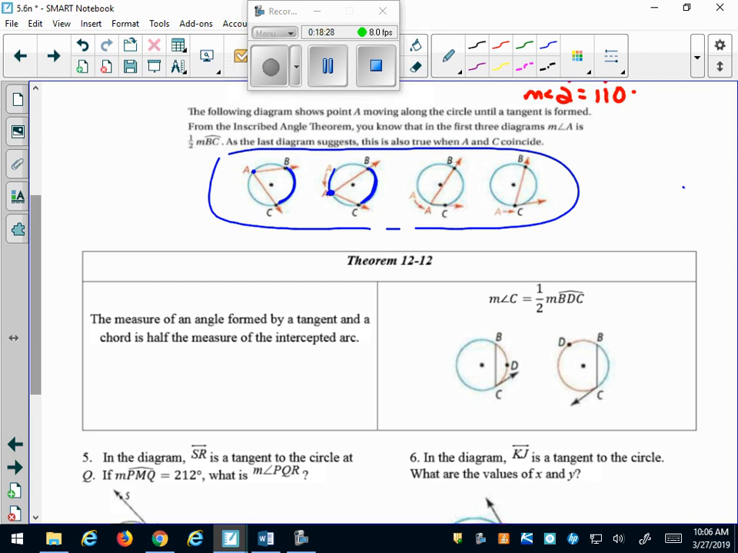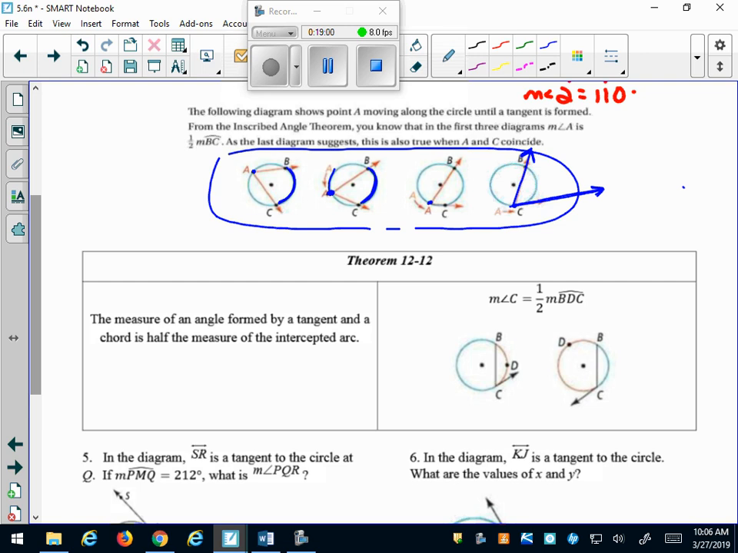Now I slide it down some more. And then I slide it down so far that point A is actually the same as point C. It's in the same spot. Is this still an inscribed angle? No. Because what's happened here is we still have this chord going through the circle, but now this side of the angle is not a chord anymore. It's a tangent to the circle.